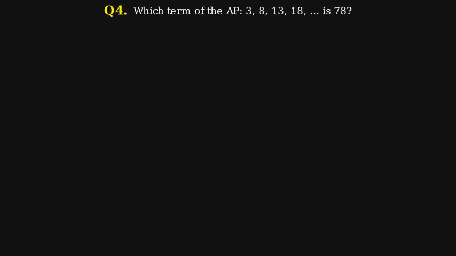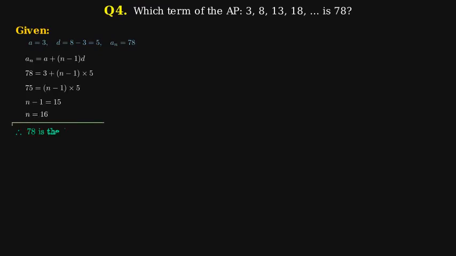Exercise 5.2, Question 4. How many terms are there in the AP 7, 13, 19, up to 205? a equals 7, d equals 6, last term equals 205. 205 equals 7 plus n minus 1 times 6. 198 equals 6 times n minus 1. n minus 1 equals 33. n equals 34. There are 34 terms in this AP.